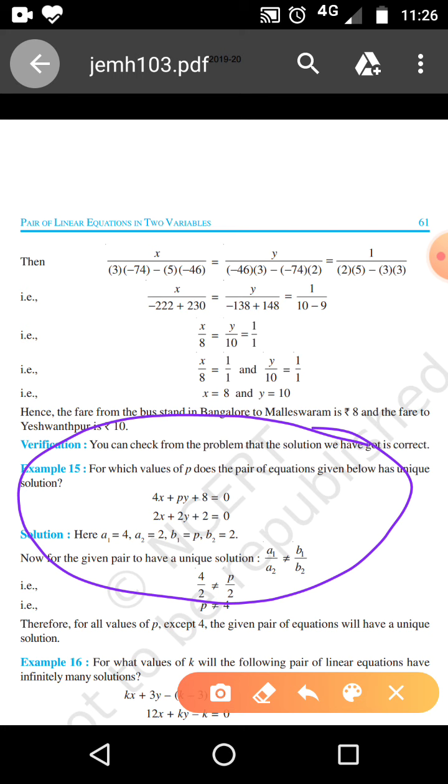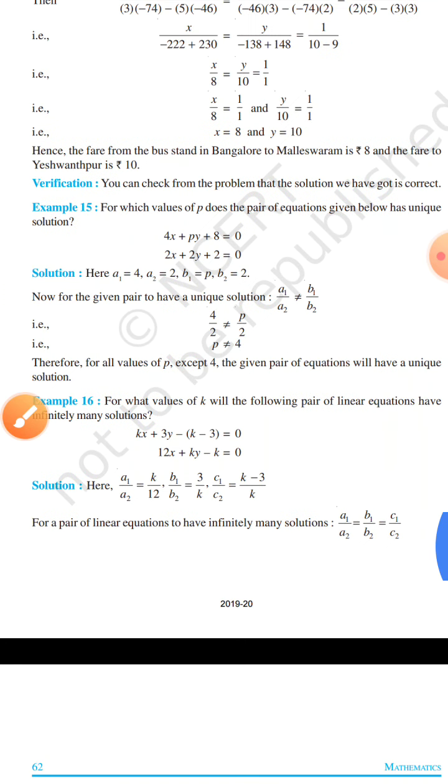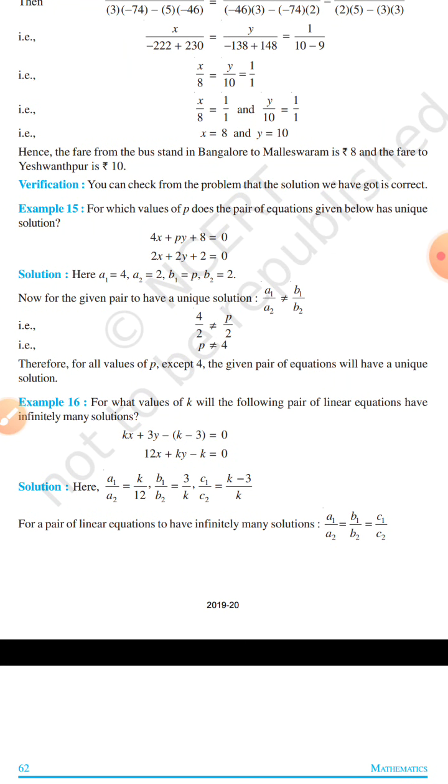Then find a1 upon a2 and b1 upon b2. a1 upon a2 is 4 by 2 and b1 upon b2 is equal to p by 2. But for a unique solution, a1 upon a2 does not equal b1 upon b2. So 4 by 2 does not equal p by 2. If you solve it, you will get p does not equal 4. Therefore, for all values except 4, the pair of linear equations has a unique solution.